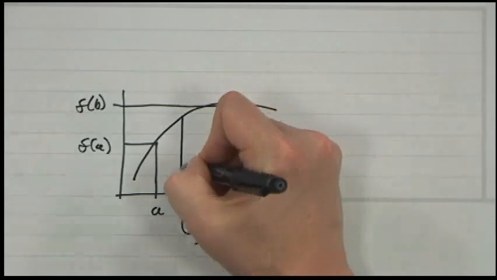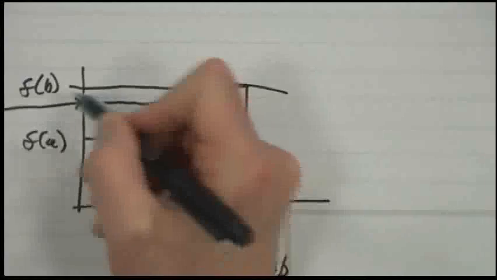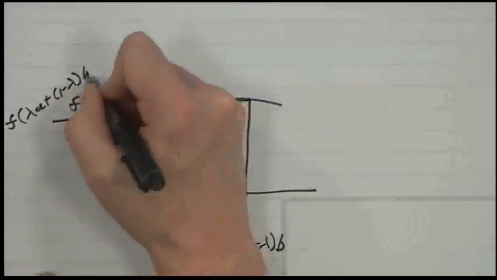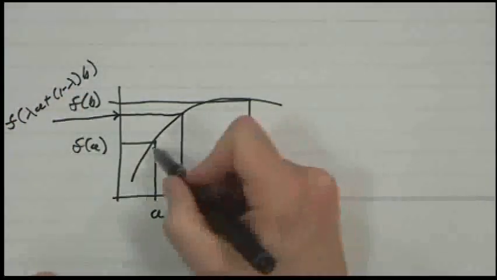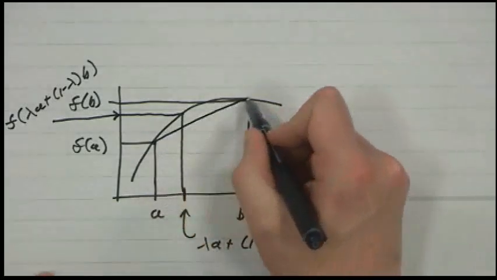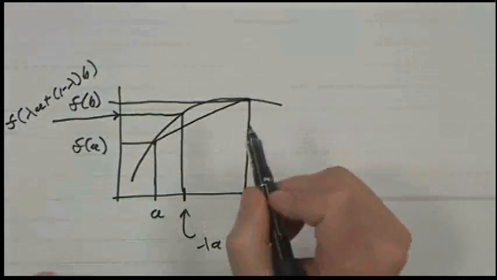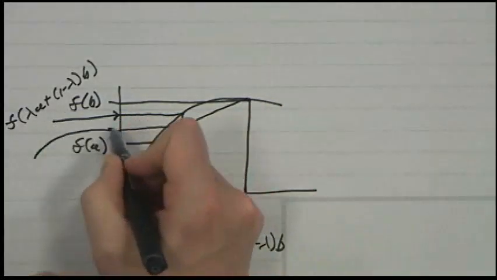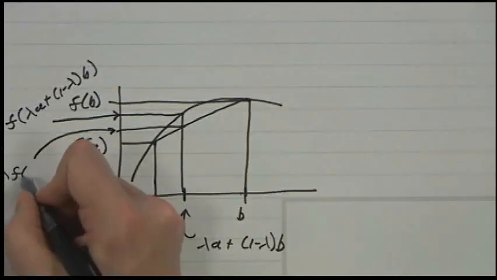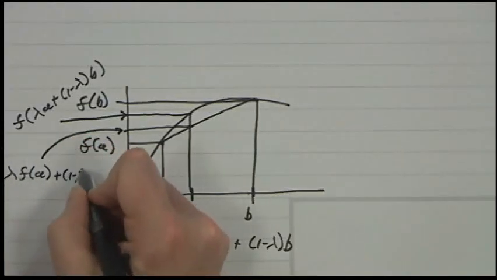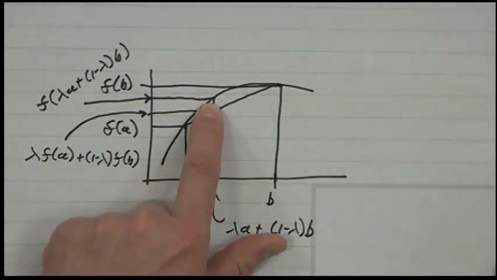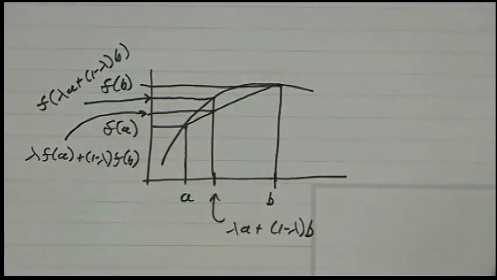And then this point here is f of lambda A plus 1 minus lambda B, right? And now if I draw this like that, that's supposed to intersect at that point. Then this point here is lambda times f of A plus 1 minus lambda times f of B. Oh, I'm running out of time. Okay, so that point actually falls below. So that's an illustration.